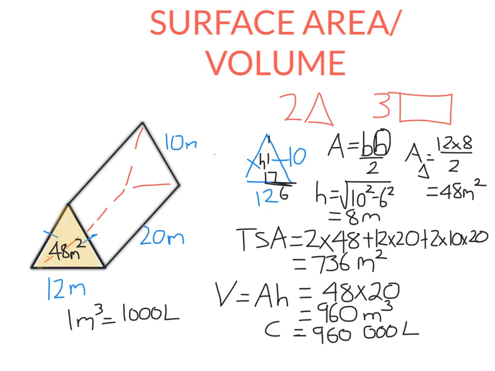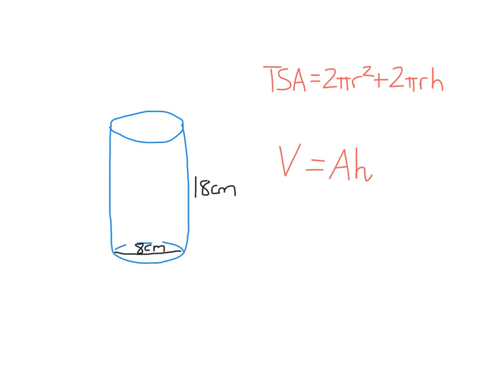All right, now we're going to look at surface area and volume of a cylinder. So a cylinder is, for all intents and purposes, a prism. We're going to treat it just like a prism in our calculations. So let's say we have the cylinder here. This is the formula for the total surface area of a cylinder. You don't need to know it off by heart, but you do need to recognize on the formula sheet that this is the surface area of a cylinder.